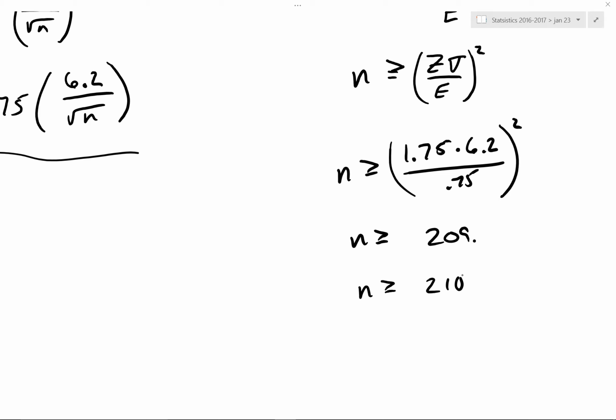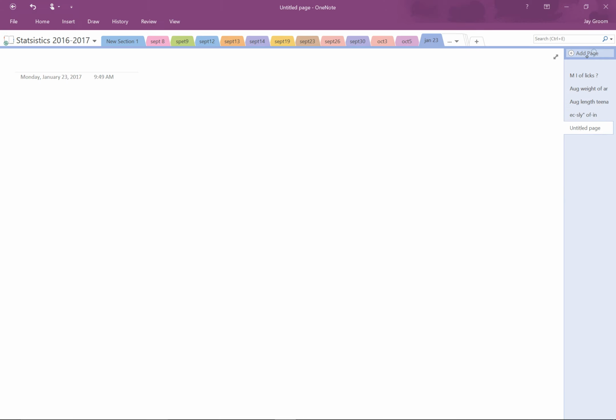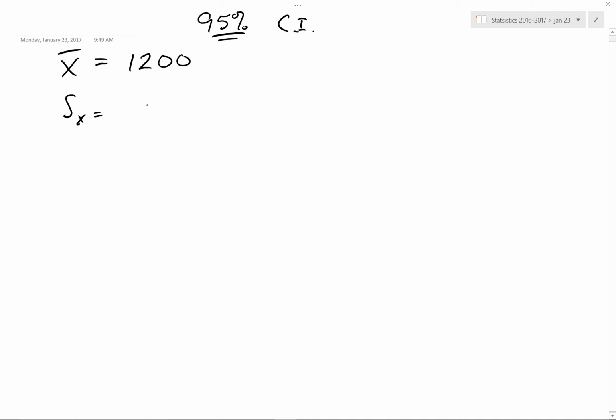Now, all right. Let's try this one. Listen, I want a 95% confidence interval, we say. And let's just say this was 100, 1,000, 1,200. Yeah, there it is. That's good enough. I'm just going to shut up and write it.